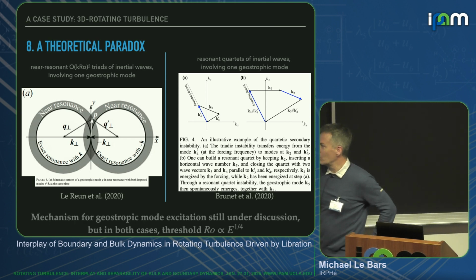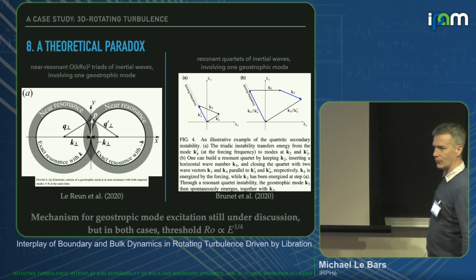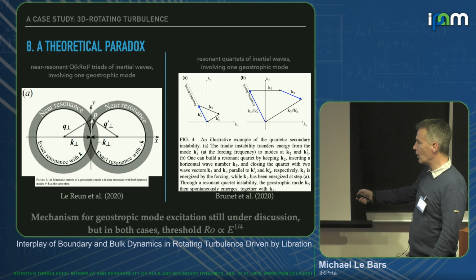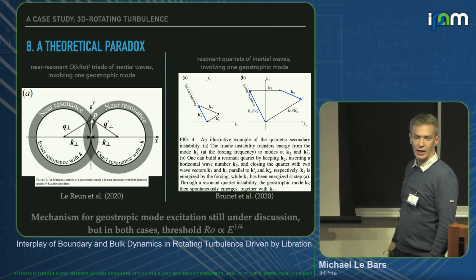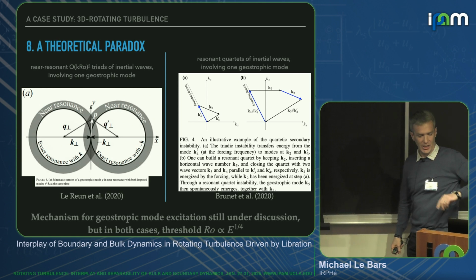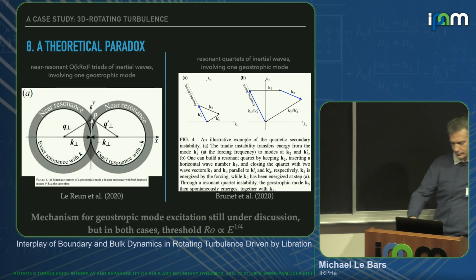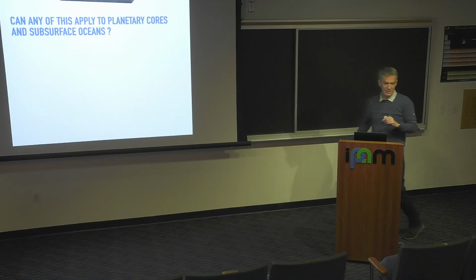So we don't know which model is good. Maybe both are good, actually. They are not opposite. They could coexist together. The point is that they both predict a threshold: Rossby goes like Ekman to the 1/4. And that will be important for the geophysical applications that I will now look at.